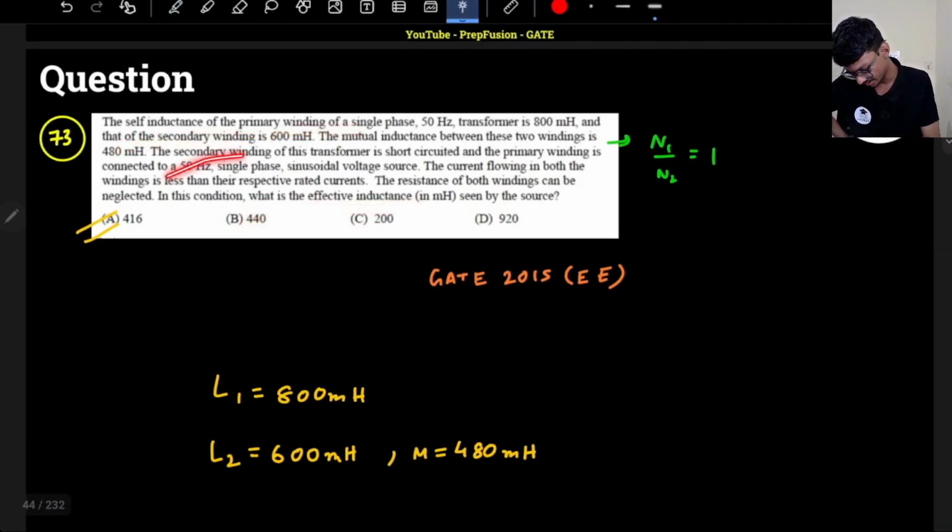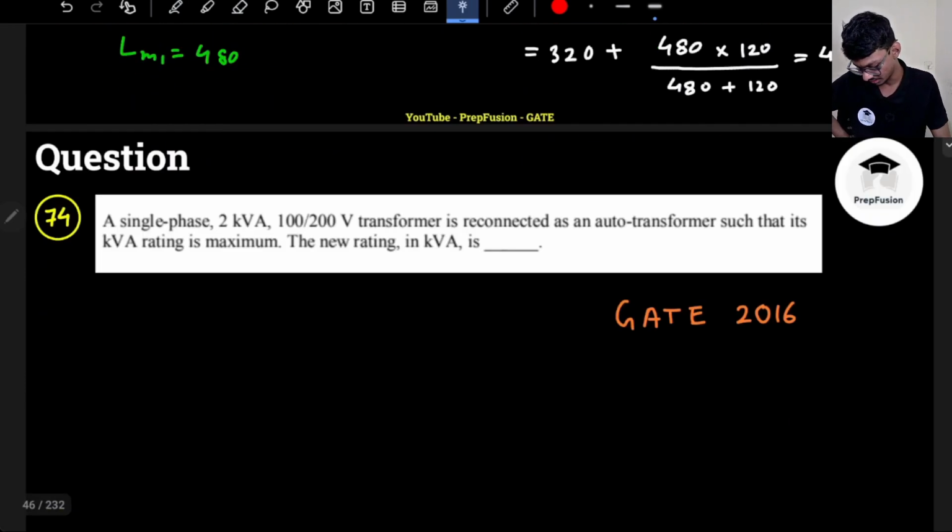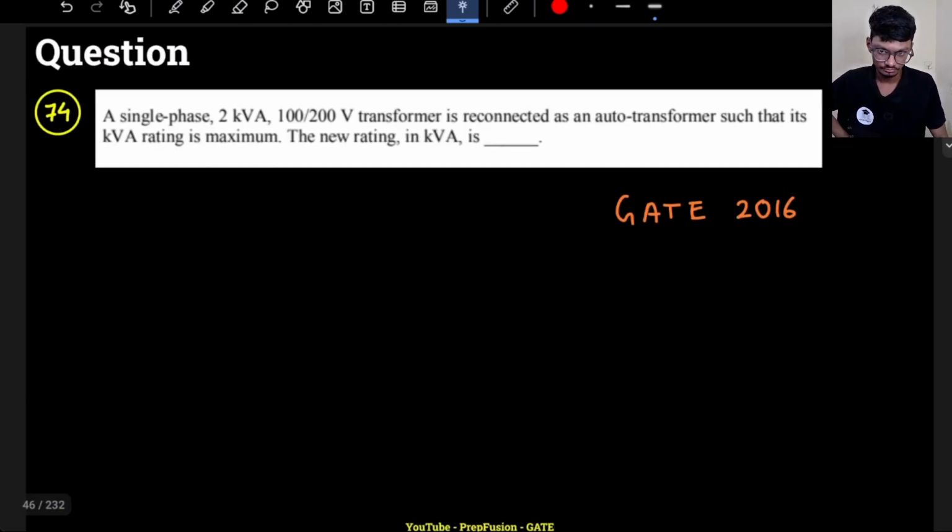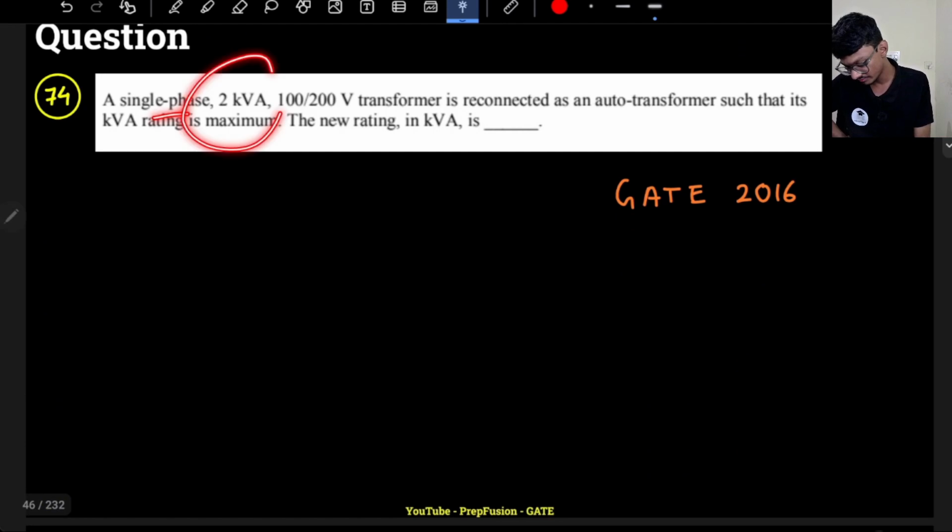Okay, it should have been mentioned actually, or I'm not able to see any one of the two things. Let's now solve the next question. A single phase 2 kVA transformer is reconnected as an autotransformer such that its kVA rating is maximum. The new kVA rating will be what?